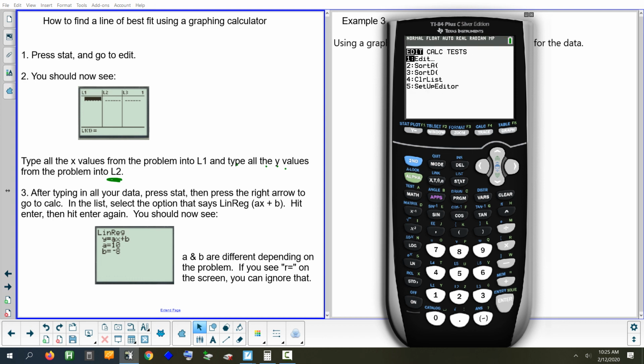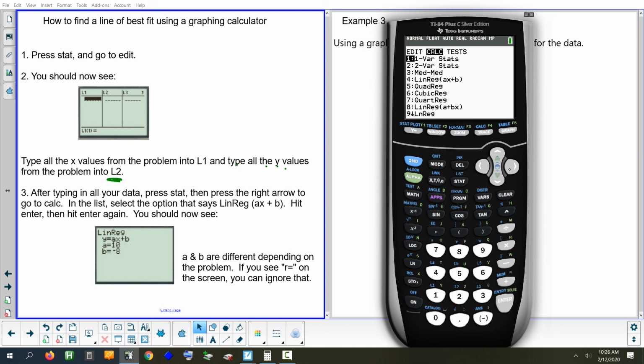So press stat. And now it says press the right arrow to go to where it says calculate. Edit is when you need to type in stuff. Calculate is when you want the calculator to now do something. So press the right arrow to calculate. Now there's a lot of stuff here. The calculator can do all kinds of calculations, right? We want the calculator to do one thing. Find a line. That's all we want it to do.